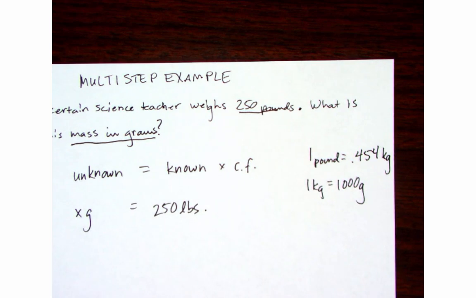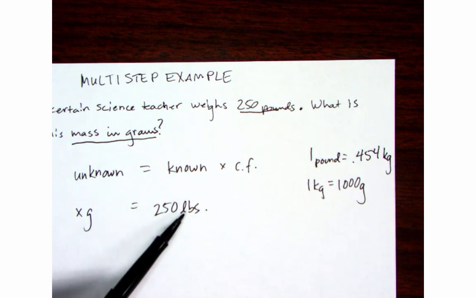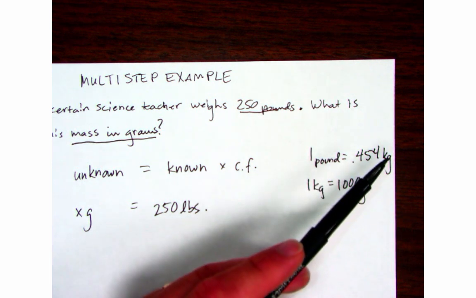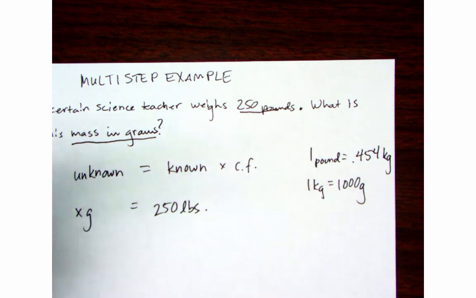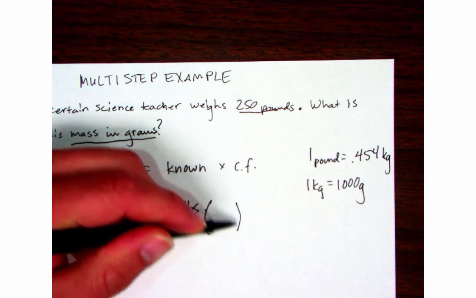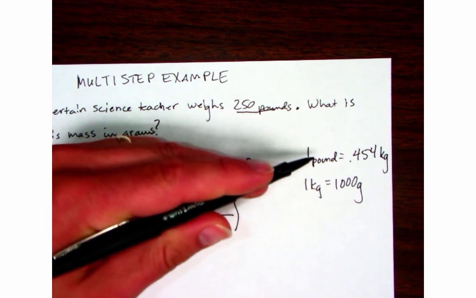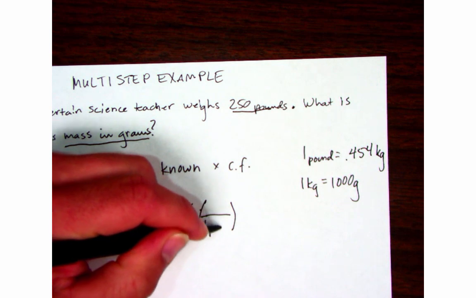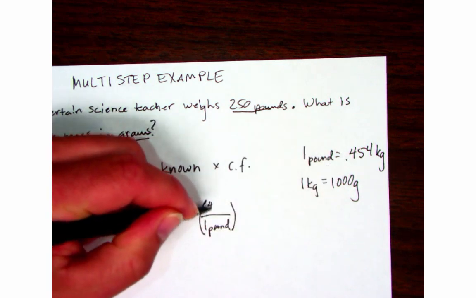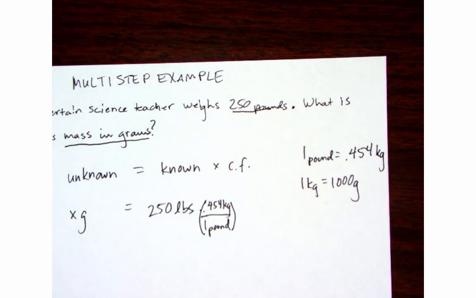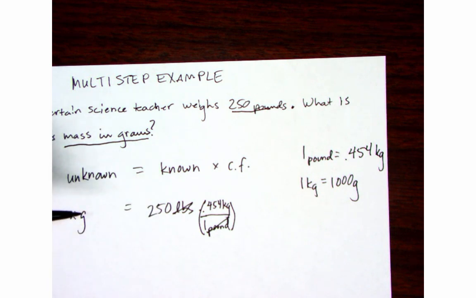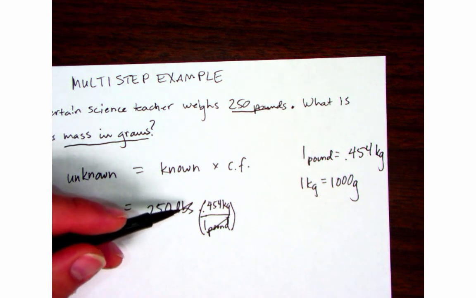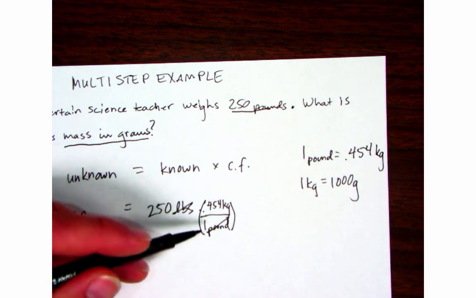So what I need to do in this case is set up two conversion factors. The first one is going to get rid of pounds and put it in terms of kilograms, and the next one will get rid of kilograms and put that in terms of grams. So the first conversion factor here, we want to get rid of pounds, so I go 1 pound on the bottom, and I put 0.454 kilograms on top. The pounds will cancel out the pounds. And I'm sorry, I used the abbreviation for pounds, LBS. Here I wrote out pound, but they're the same.